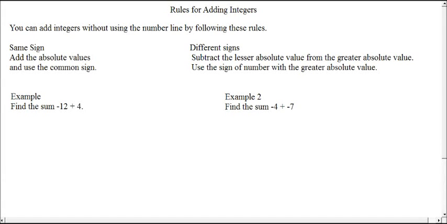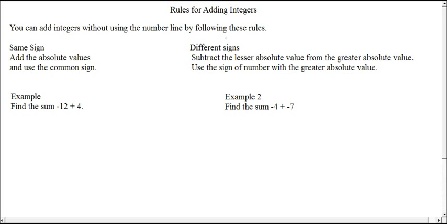Rules for adding integers. You can add integers without using the number line, but you must follow these specific rules. If integers have the same sign, you add the absolute value. Remember we talked about that earlier. That's just the distance from 0, and use the common sign. So if they have the same sign and you add a negative plus a negative, then the sign will be negative. We did a conjecture that proved that. And if we're adding a positive plus a positive, then the sign will also be positive. So there shouldn't be any problems there.